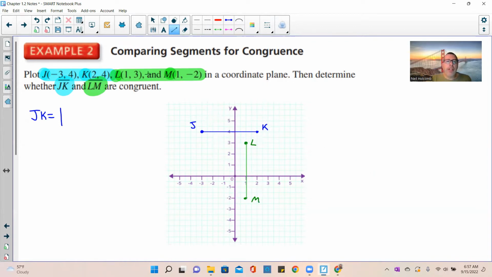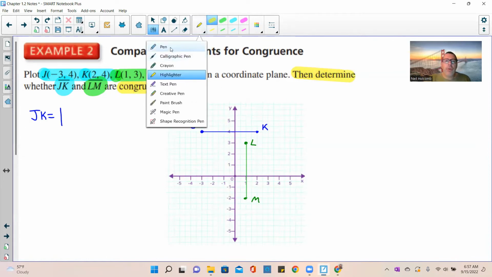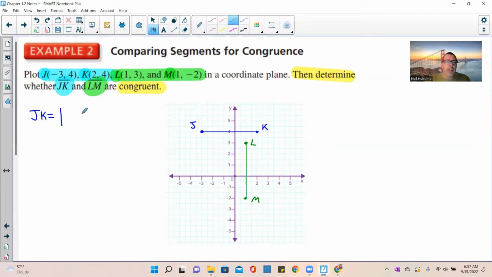Now we want to determine if they are congruent. So that's the key word to this question. So I'm going to highlight that. What are they asking us? Determine, try a different color, determine whether they are congruent. Okay, so in order to find the length of something, we use the postulate. So we're going to use the ruler postulate, if you will, and that's really the distance formula.